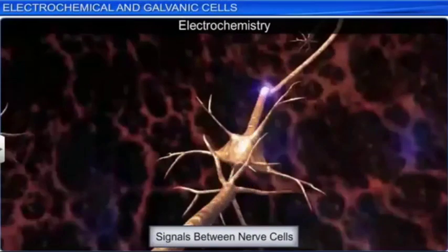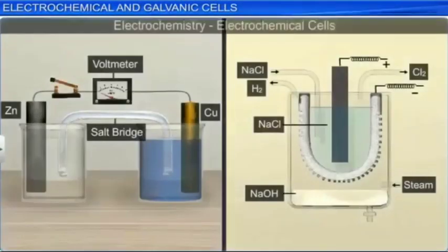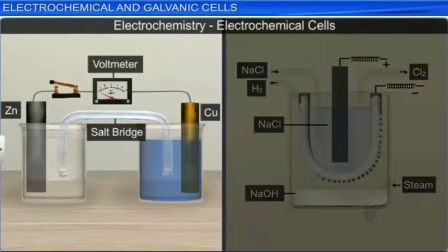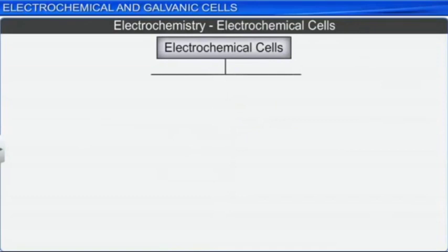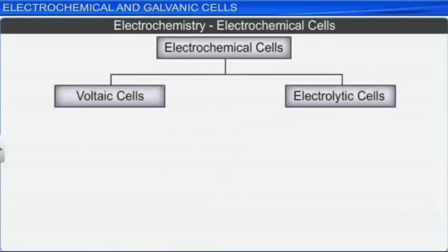An electrochemical cell is a device that is capable of either producing an electric current due to chemical action or of producing chemical action due to the passage of electricity. There are two basic types of electrochemical cells. They are voltaic or galvanic cells and electrolytic cells.